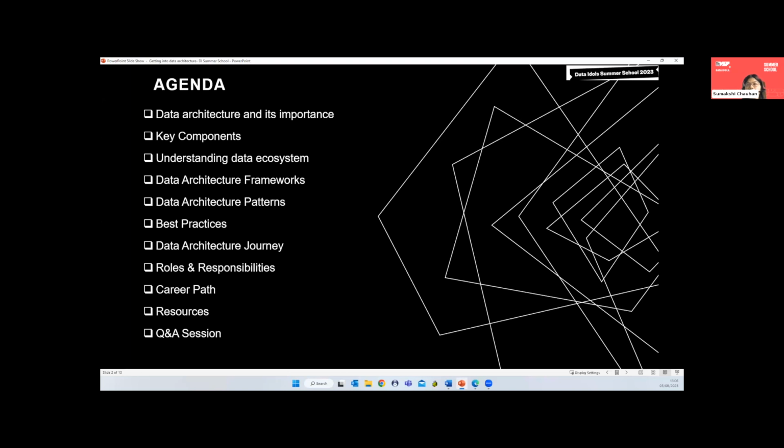How does a data architecture journey look like? Then I'll talk through the roles and responsibilities of a data architect, how one can become a data architect, and what's next after data architect. So basically the career path. Then I would walk you all through some resources and then the Q&A session.